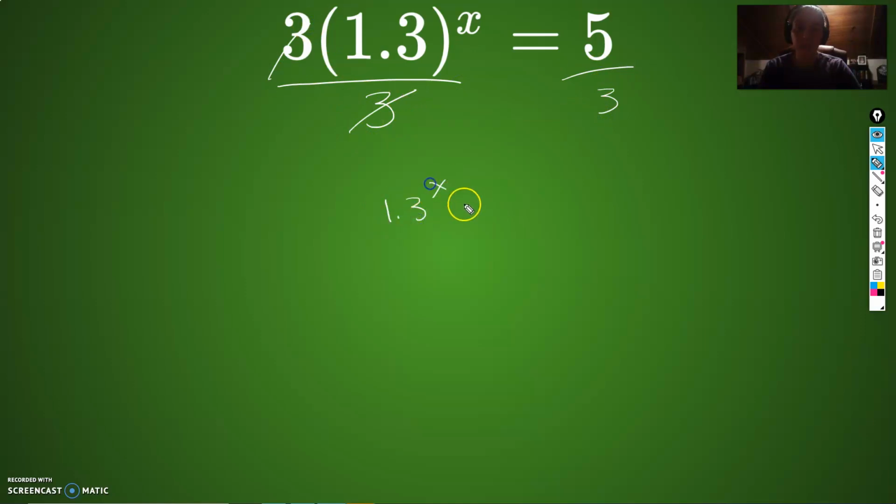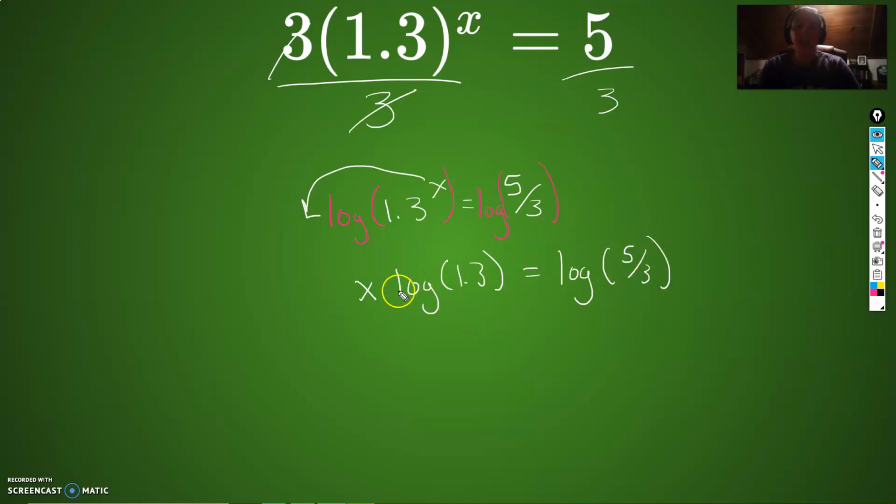So 1.3 to the x equals 5/3. The next thing we're going to do, to undo the exponential, is log both sides. And now the x gets to drop down in front because of the rules of logarithms. So this will become x log 1.3 equals log 5/3.